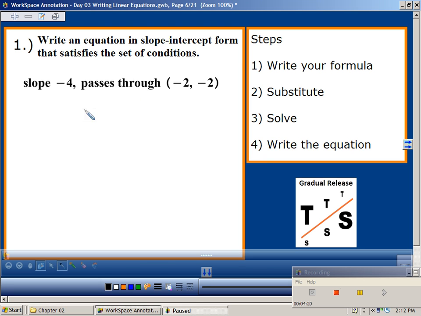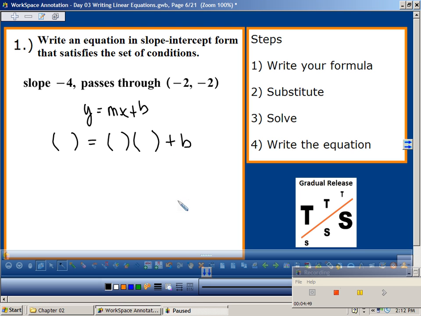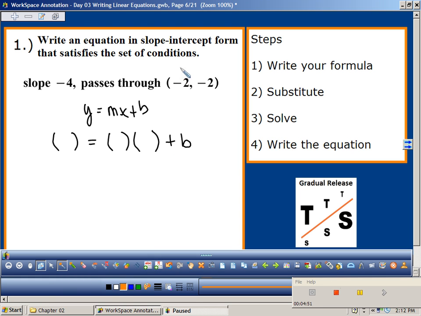So I'm going to write my formula, y equals mx plus b. Next, I'm going to substitute. Substitute in y. Substitute in my slope. Substitute in x. And I'm looking for b. Here's my x value. Here's my y value. Here's my slope. The negative 4 goes right there. Go ahead and solve it.